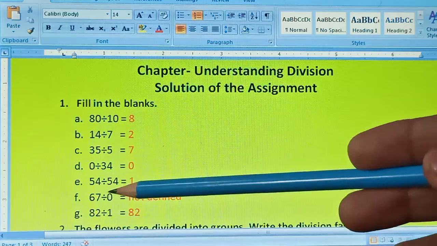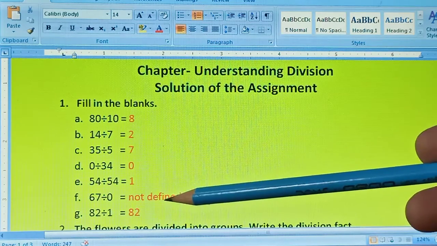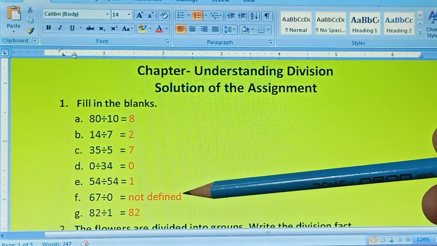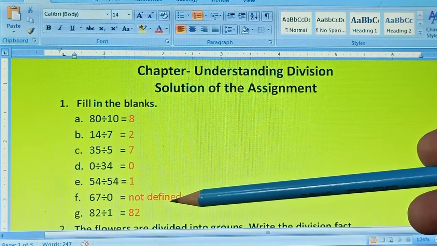Next, 67 divided by 0. Students, this is not defined. We cannot divide any number by 0, right? So you will write here not defined.